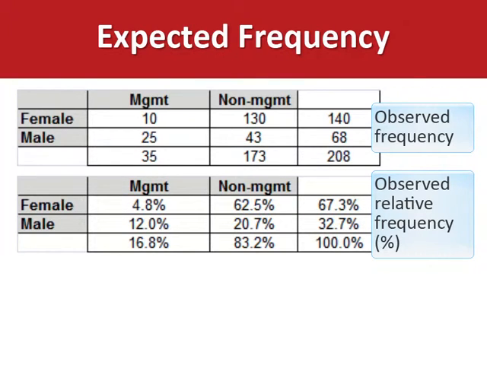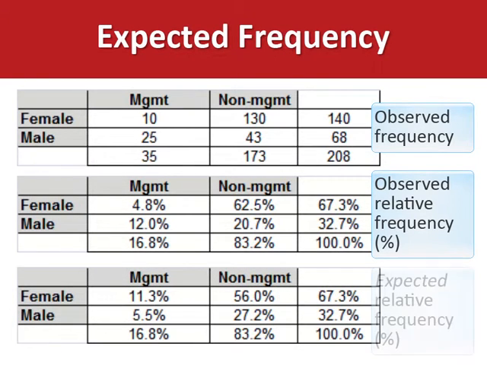Now, the next thing we do is ask, how does that compare? How does what we observe compare to what we expect? So let's say we can calculate the expected relative frequency. And I'll talk about how you do that in a moment. But let's just say for now that we have what we should expect. In this case, we expect 11.3 of our managers will be female, and what we actually get is 4.8. So that suggests that there's some difference.